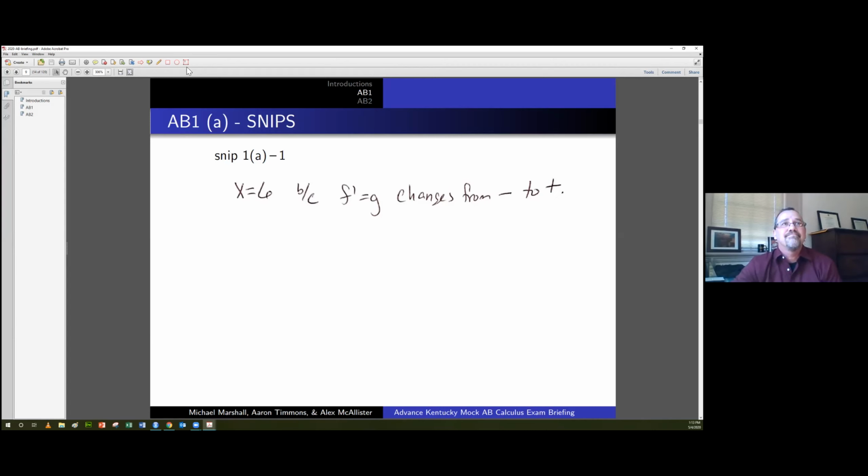All right, we did 20. All right, good. So this one shows that students don't have to write three paragraphs. This is clear and concise. Like we said, x equals six, we ask for a minimum because f prime, which is g, changes from negative to positive. They score a 1-1.